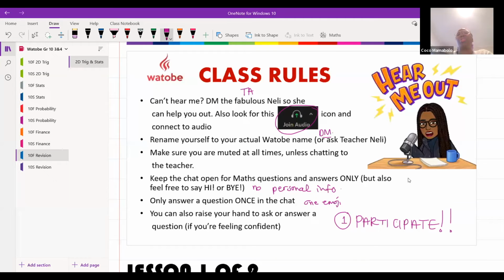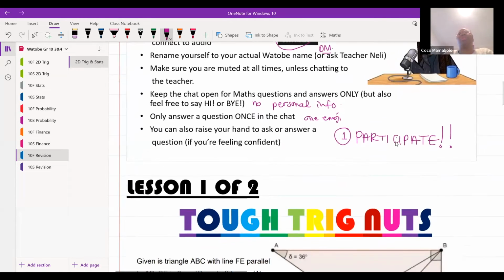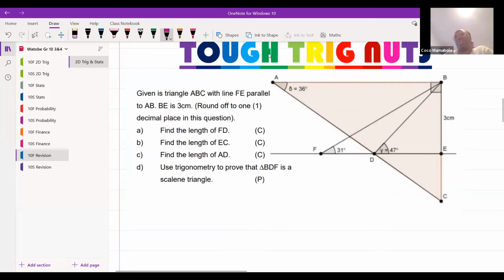Okay, so today's two topics that we're going to be looking at are 2D trigonometry, and we're also going to be looking at a bit of stats. I'm going to start us off with this particular question. It's a tough trig nut. It's a little bit difficult.